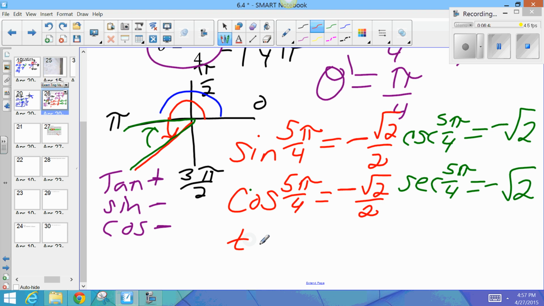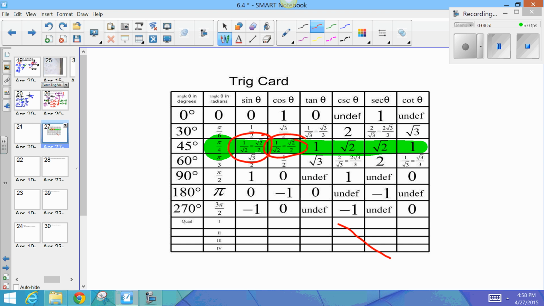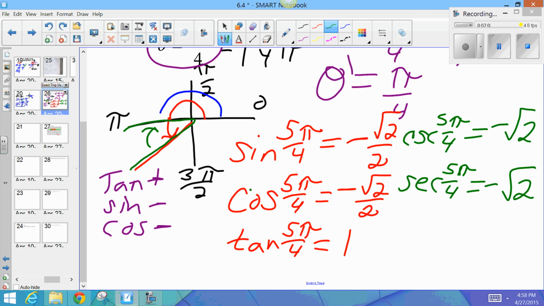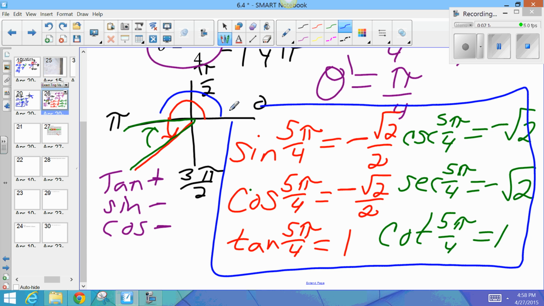Tangent of 5 pi over 4. Tangent is positive in quadrant 3. According to my trig card, tangent is equal to 1. Tangent is 1, and the reciprocal of tangent is also 1. So these 6 answers are what I'm looking for. This is really important, you should be able to do this. Next problem.